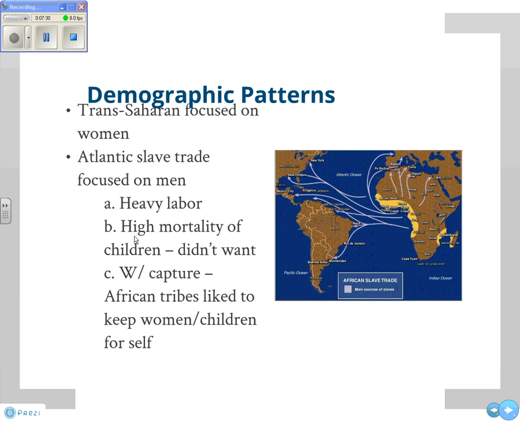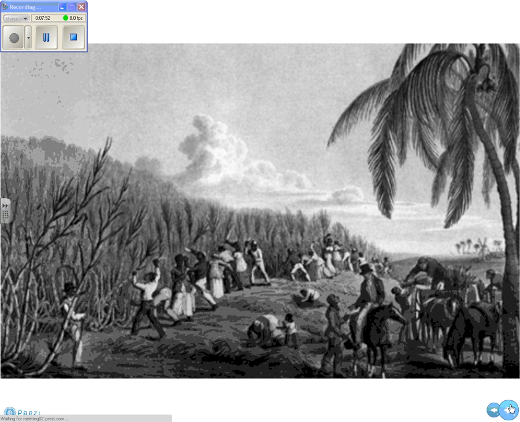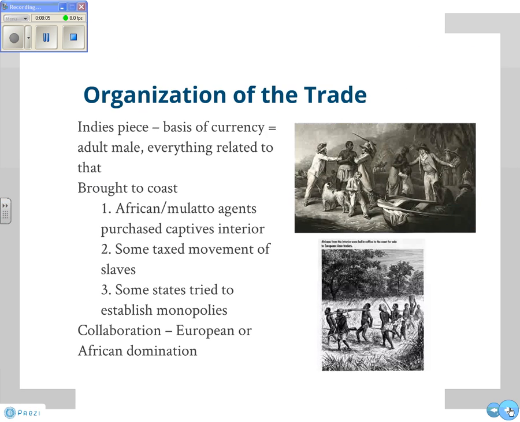Why? Heavy labor, high mortality of children. They didn't want children. Children didn't survive the journey. You've got to wait till they grow up to start doing the heavy work of sugar plantations. See if I've got a picture of that. Yes, I do. Sugar plantations, you see how tall the sugar got. It's very labor intensive. They do use a few women, but in general, it's more likely to be men. With capture, African tribes like to keep the women and children for themselves. So you see that it's predominantly men who will make the journey across the Atlantic.